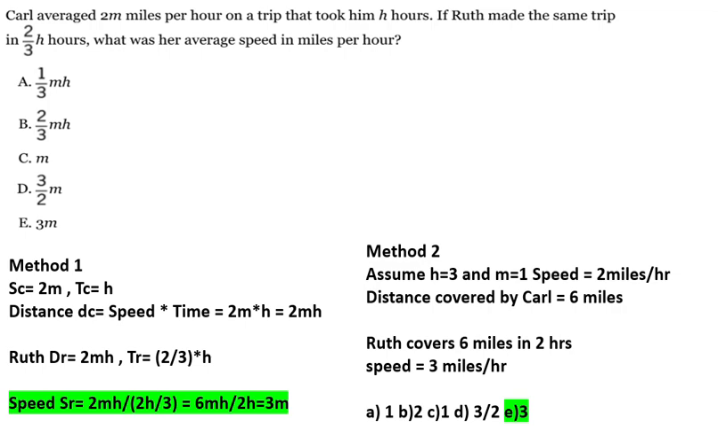So let's look at another time speed distance question, which is categorized under medium category in the official GMAT. Carl averaged 2m miles per hour on a trip, which had ideally taken him h hours, and ideally it took Ruth 2/3 of h hours to complete the same distance or the same trip, and we have been asked what was the speed at which Ruth had traveled.